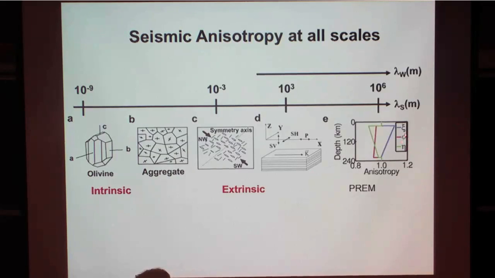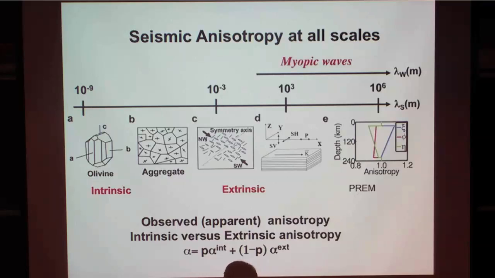For the PREM model, we have three anisotropic parameters in the top 220 kilometers. And of course, you see that we have all these processes in play. What we measure is seismic waves, so with some seismic wavelengths. And seismic waves only see some apparent anisotropy, and they are myopic in the sense that from seismic waves we only have access to long wavelengths, and it is very difficult to go back to the very small-scale anisotropy. So when we have some observed or apparent anisotropy, we have a mixing of these different effects, and a very challenging issue is whether we can find the percentage P of intrinsic and extrinsic anisotropy.